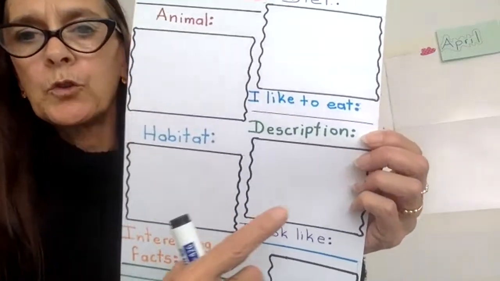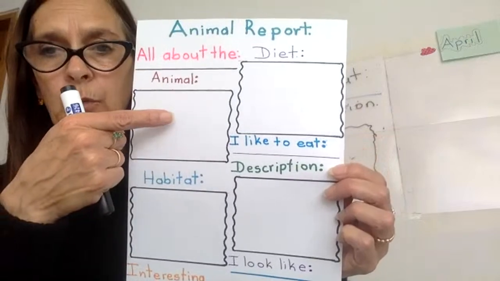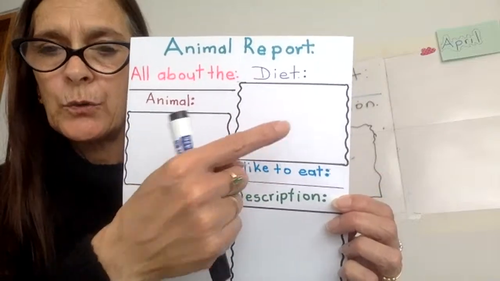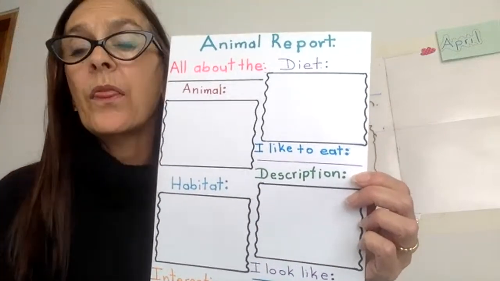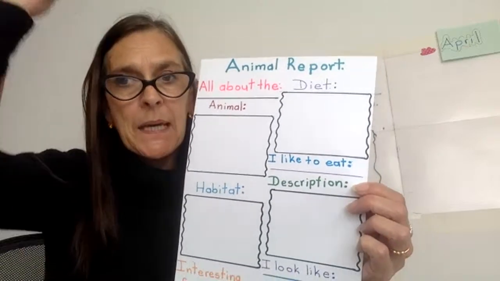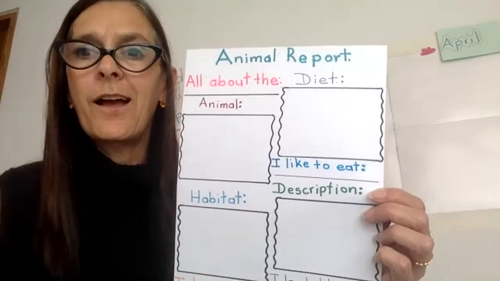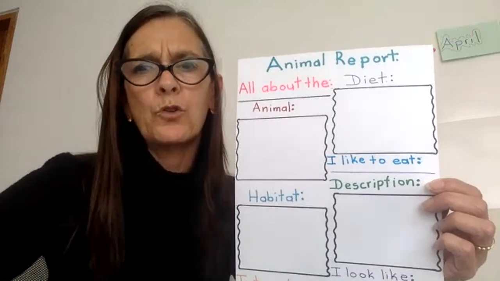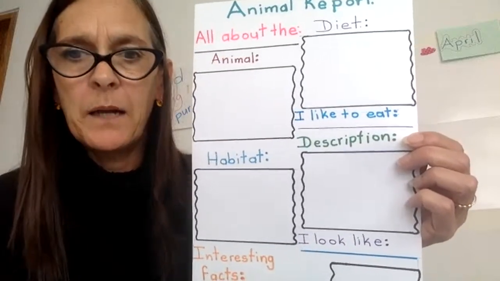I'm going to show you the box of description. So we choose the animal, we talk about the habitat, we talk about the diet, what do they like to eat. The next one was description. So the elephant is big. It is gray. It has big ears. It has a long trunk. It is heavy and it is strong because they can carry many, many things with their trunk. So it is a strong animal.